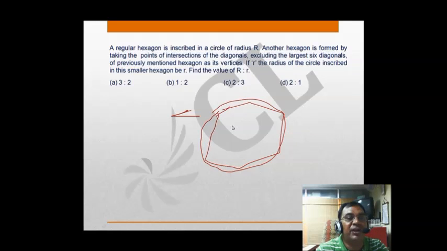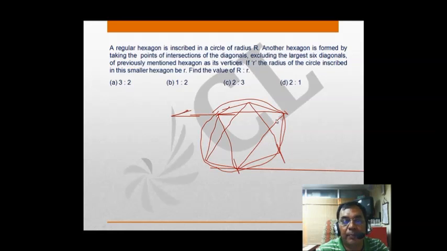Another hexagon is formed by taking the points of intersection of the diagonals, excluding the largest 6 diagonals. That means I have to make the small diagonals. 1, 2, 3. Okay, I got the question. You see, another hexagon will be made. Now the fact is, these are all equilateral triangles, and this is the midpoint. So all these will be 50% of the original. That is the whole idea.